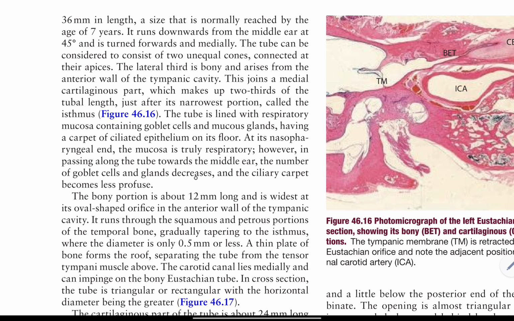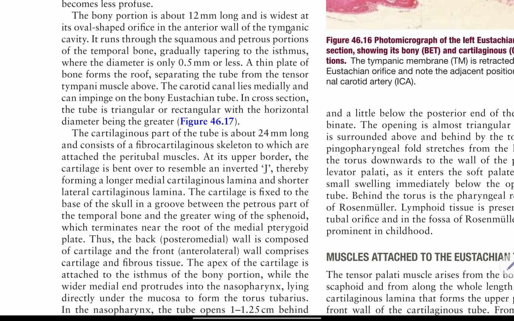The bony portion is about 12 millimeters long and is widest at its oval shaped orifice in the anterior wall of the tympanic cavity. It runs through the squamous and petrous portions of the temporal bone, gradually tapering to its isthmus where the diameter is only 0.5 millimeter or less. A thin plate of bone forms the roof, separating the tube from the tensor tympani muscle above. The carotid canal lies medially and can impinge on the bony eustachian tube. In cross section, the tube is triangular or rectangular, with the horizontal diameter being greater.